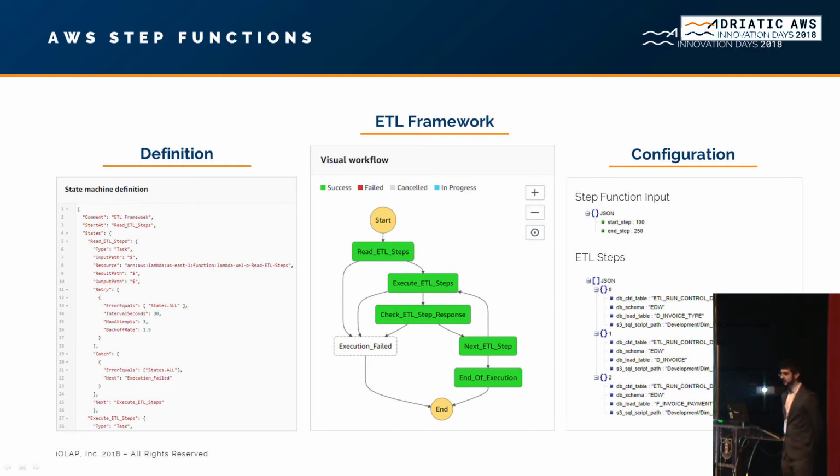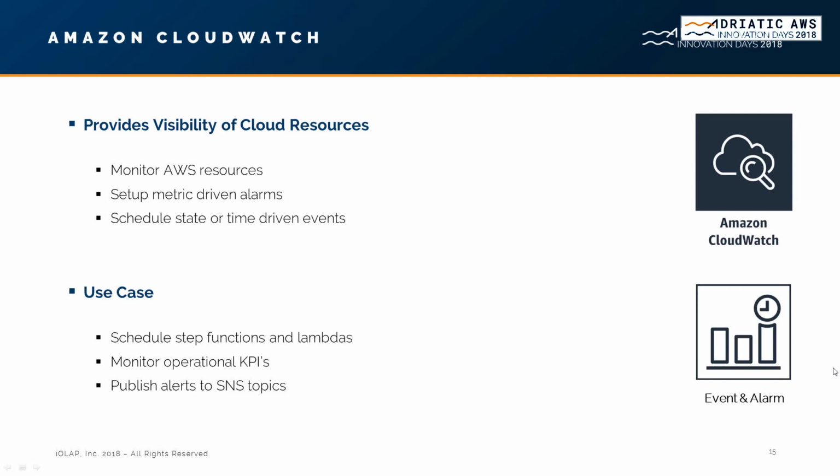Okay, and the last service used is CloudWatch. CloudWatch is a multifunctional service because it serves for monitoring, so we can see the KPIs as we saw in Firehose and Lambda. We can also schedule stuff, so we can schedule this step function with a CloudWatch event, or we can have time-driven events also.